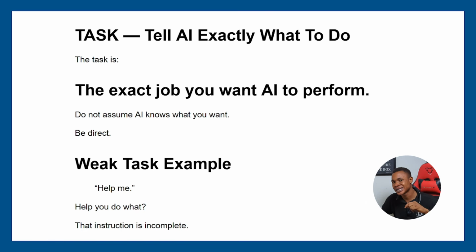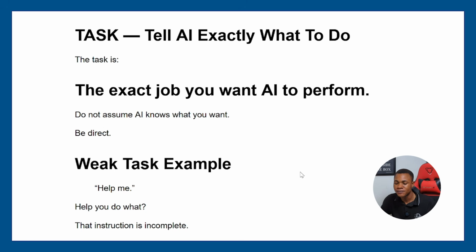So tell AI exactly what to do. I just told you in the previous slide that AI is not in your mind. It cannot assume what is in your mind. So you have to tell the AI exactly what to do, the exact job you want AI to perform. Do not assume AI knows what you want. Is that okay? Be direct.